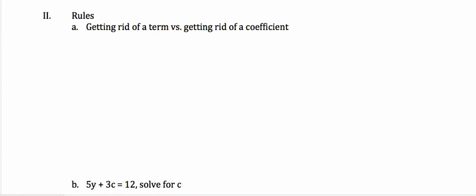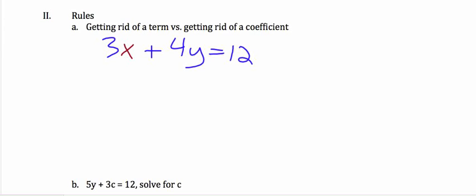Here's what we're looking at. A good example might be something like this: 3x plus 4y equals 12. Let's say that we're solving for x. So I'm going to make the x red so we know that we're solving for that one. The thing that you have to keep in mind is that there's a difference between getting rid of a term versus getting rid of a coefficient.